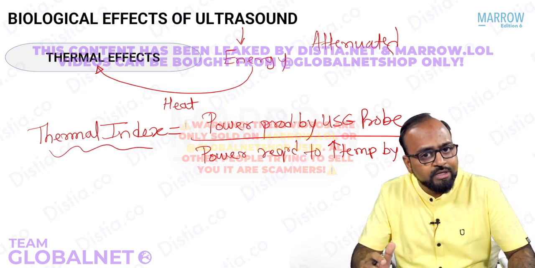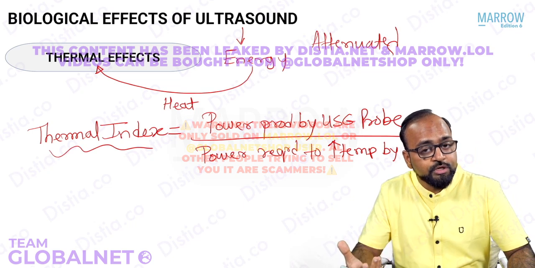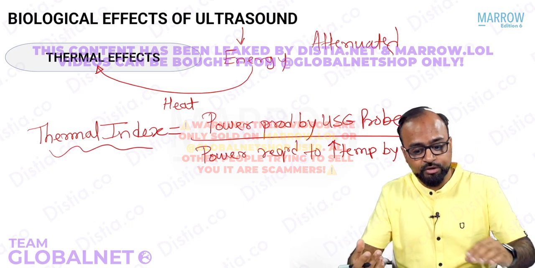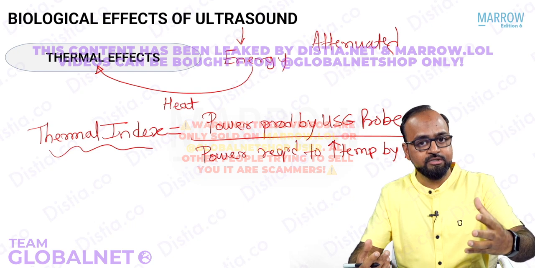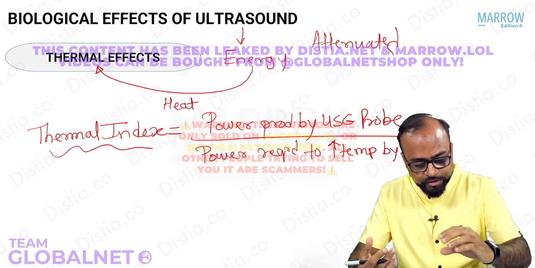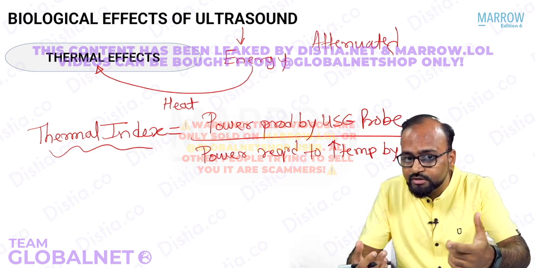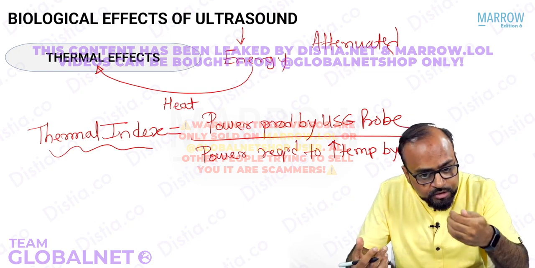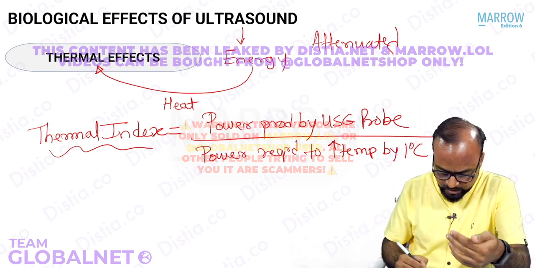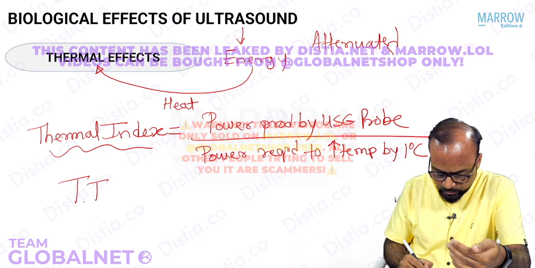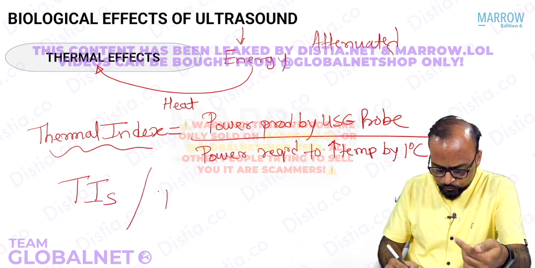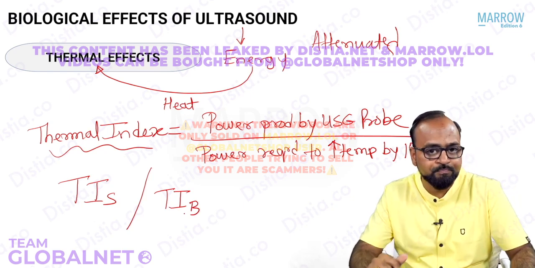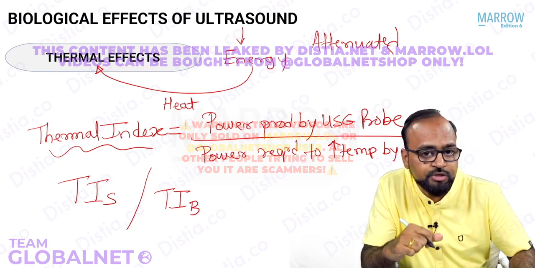Now remember that if I want to increase the temperature of bone by 1 degree Celsius, I'll require different energy. To increase the temperature of muscles by 1 degree Celsius, different energy will be required. So therefore, the thermal index has been defined separately: thermal index for soft tissue is different, thermal index for bone is different, based on the different tissues. This is about the heat which is produced in the tissue.